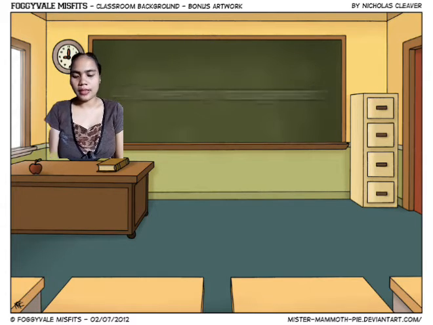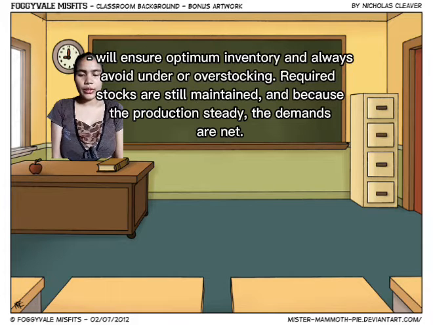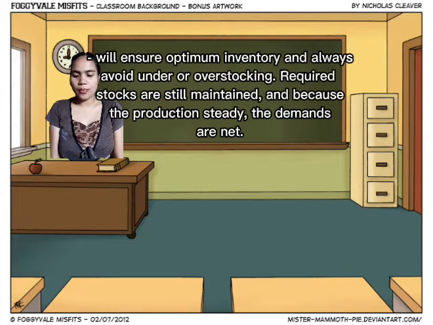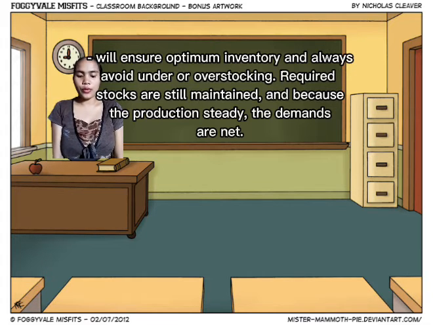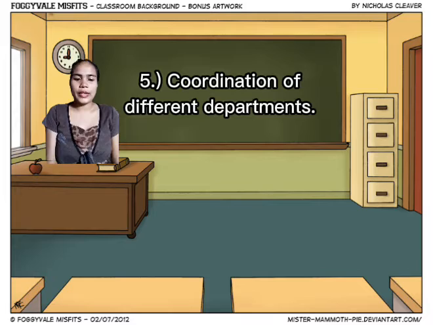4. Inventory management. A planned production will ensure optimum inventory and always avoid under or overstocking. Required stocks are still maintained, and because the production supply is steady, the production demands are met. Required inventory is always available for customers because of continuous production in a planned way, which is happening in the factory. So, inventory management helps companies identify which and how much stock to order at what time. It tracks inventory from purchase to the sale of goods. The practice identifies and responds to trends to ensure there's always enough stock to fulfill customers' orders and proper warning of a shortage.